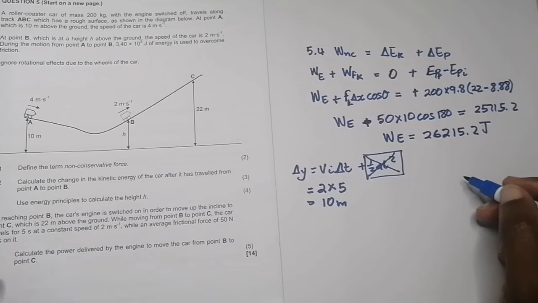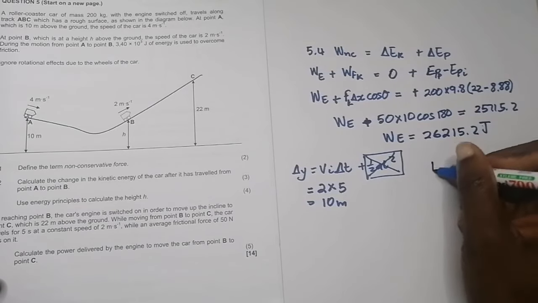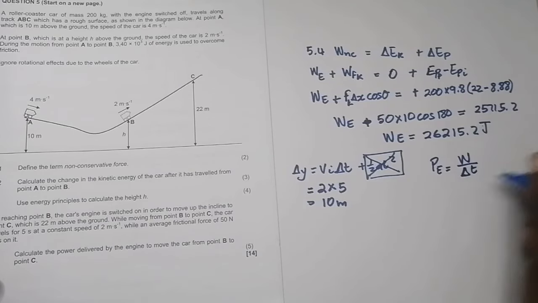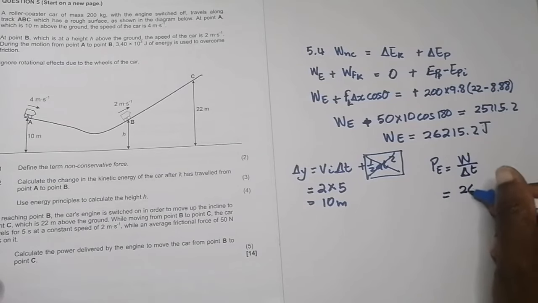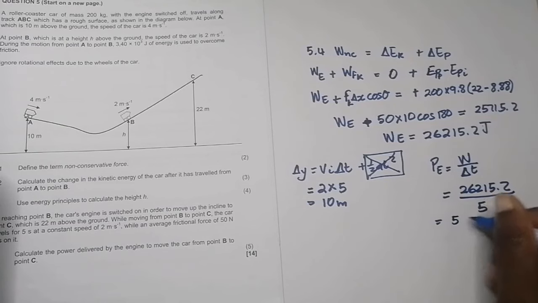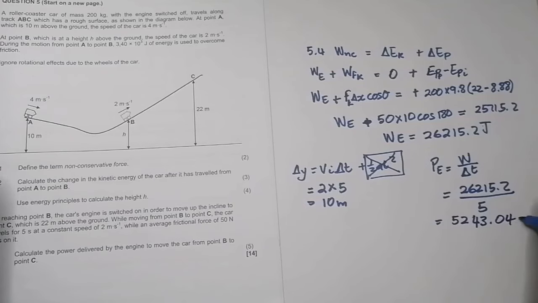But remember, what did we want? We wanted to find out the power done by the engine. So power is the rate at which work is done. So work done by the engine divided by time. And so we're going to take that value, 26,215.2, divided by the time that it took, which was 5 seconds. And in this case, I get a power of 5,243.04. And remember, power is measured in watts.